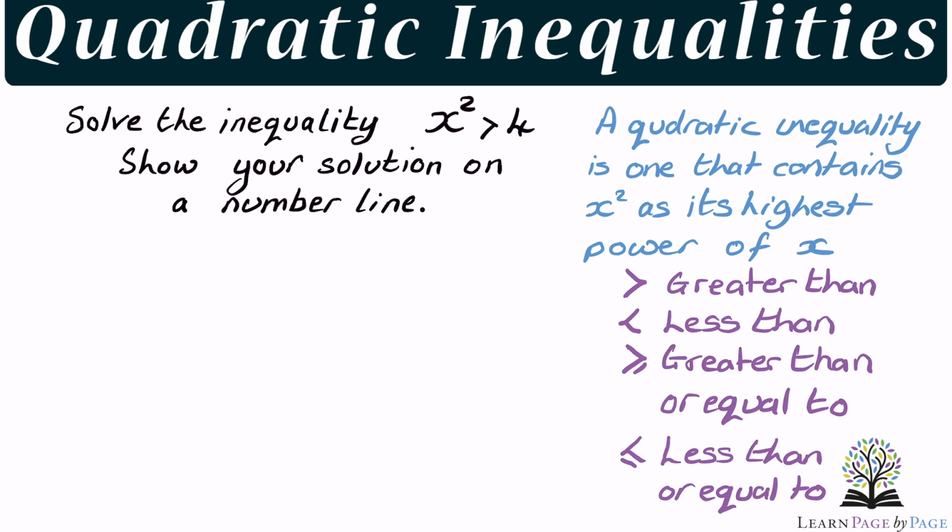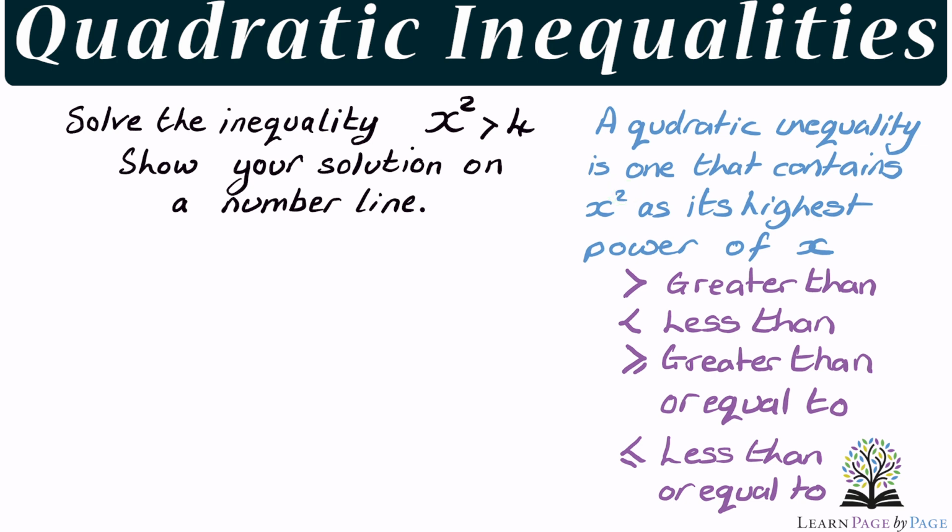I'm Sally, and in this video I'm going to cover quadratic inequalities. Now, a quadratic inequality, what is it? Well, a quadratic inequality is one that contains x squared as its highest power of x, or a squared term, because you could be dealing with inequalities that don't use x. They might use other letters, a or y, you never know. But the squared term is its highest power.